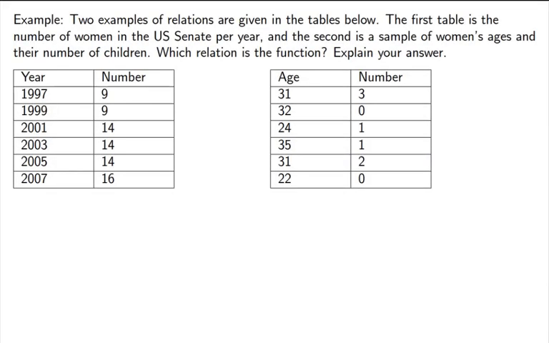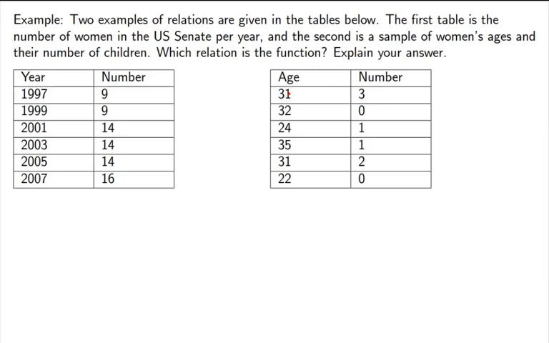Let's look at another example. So we've got a table of women in the U.S. Senate and how many there were each year. And then the second, we've got a sample of women's ages and the number of children that they have. So one of these is a function, and one is not. So let's take a look at this second one.